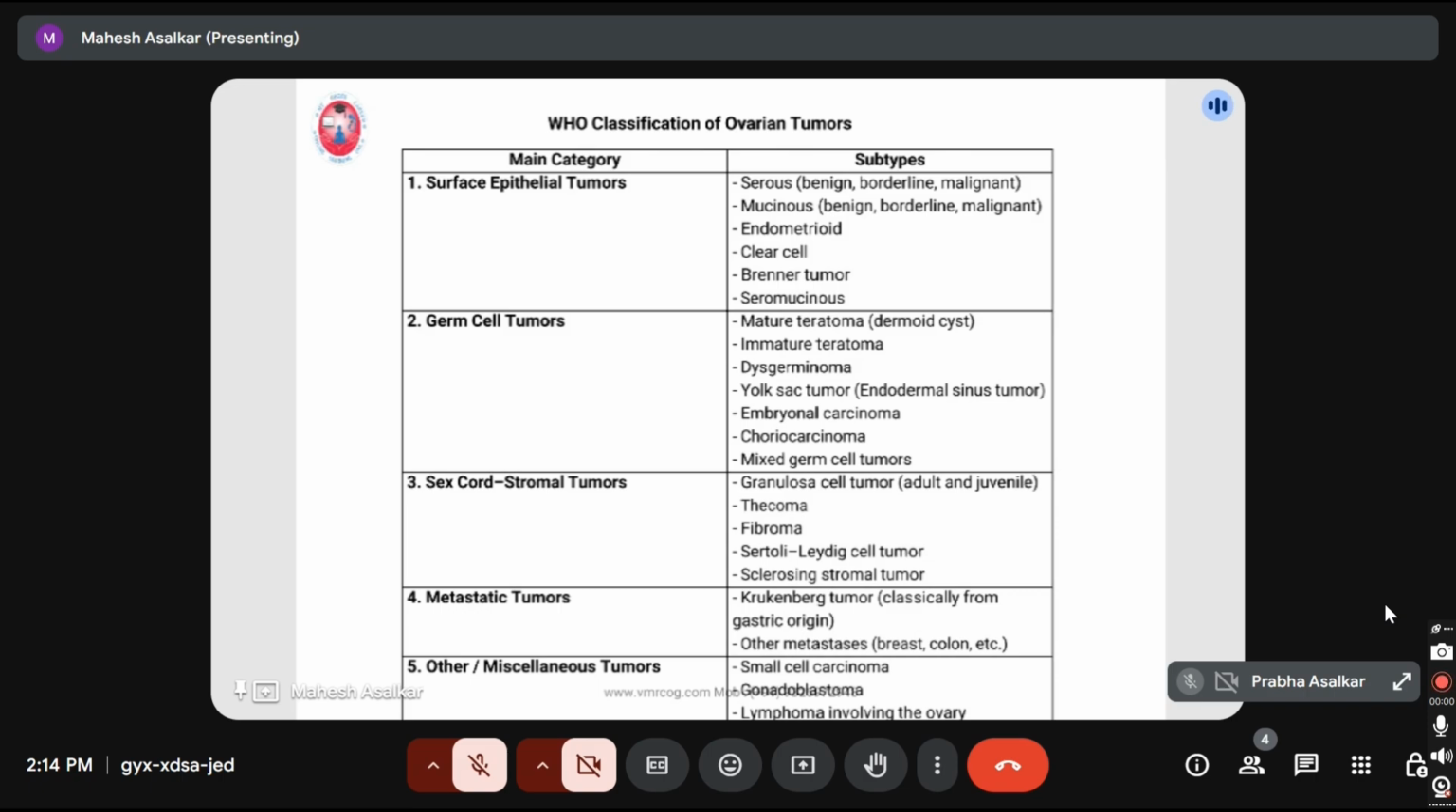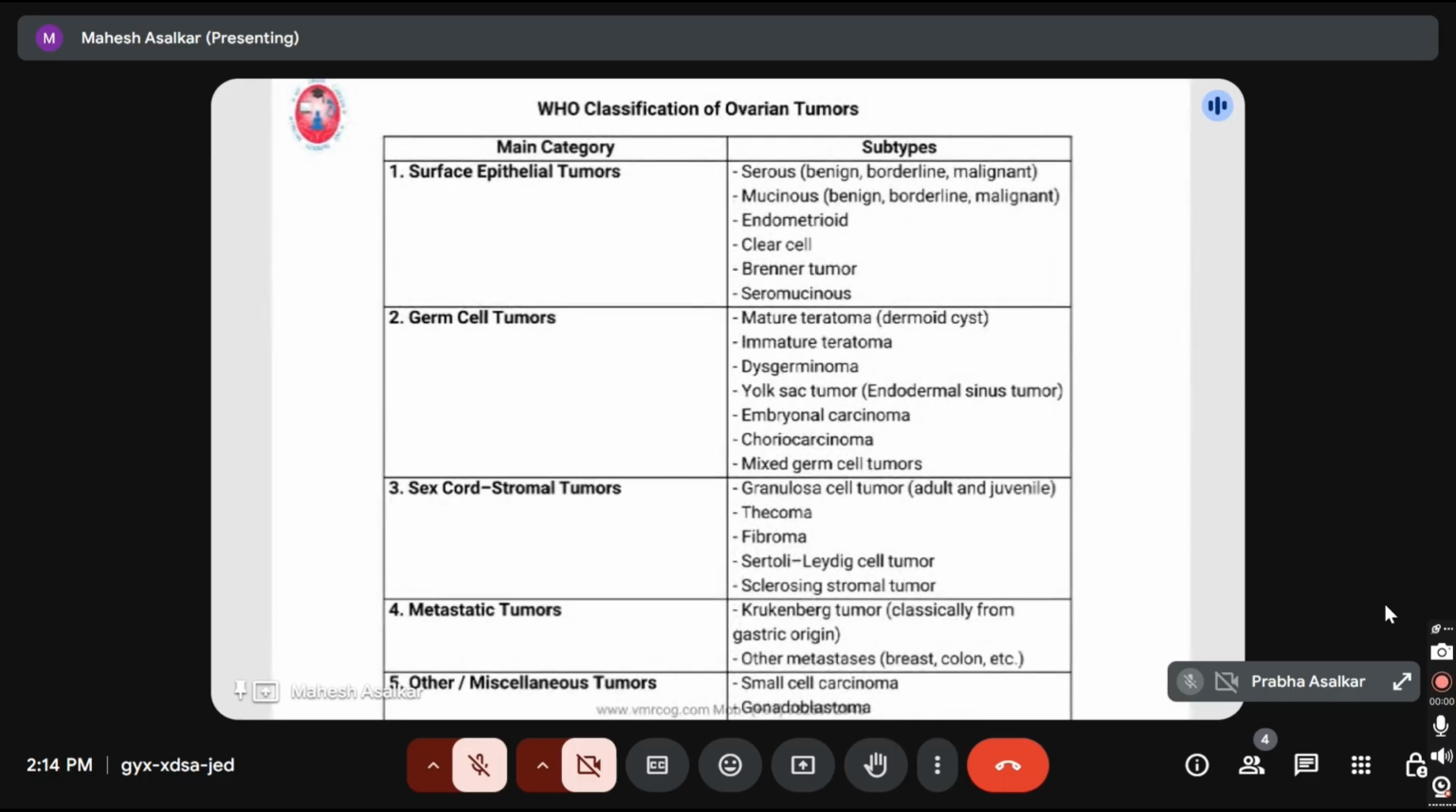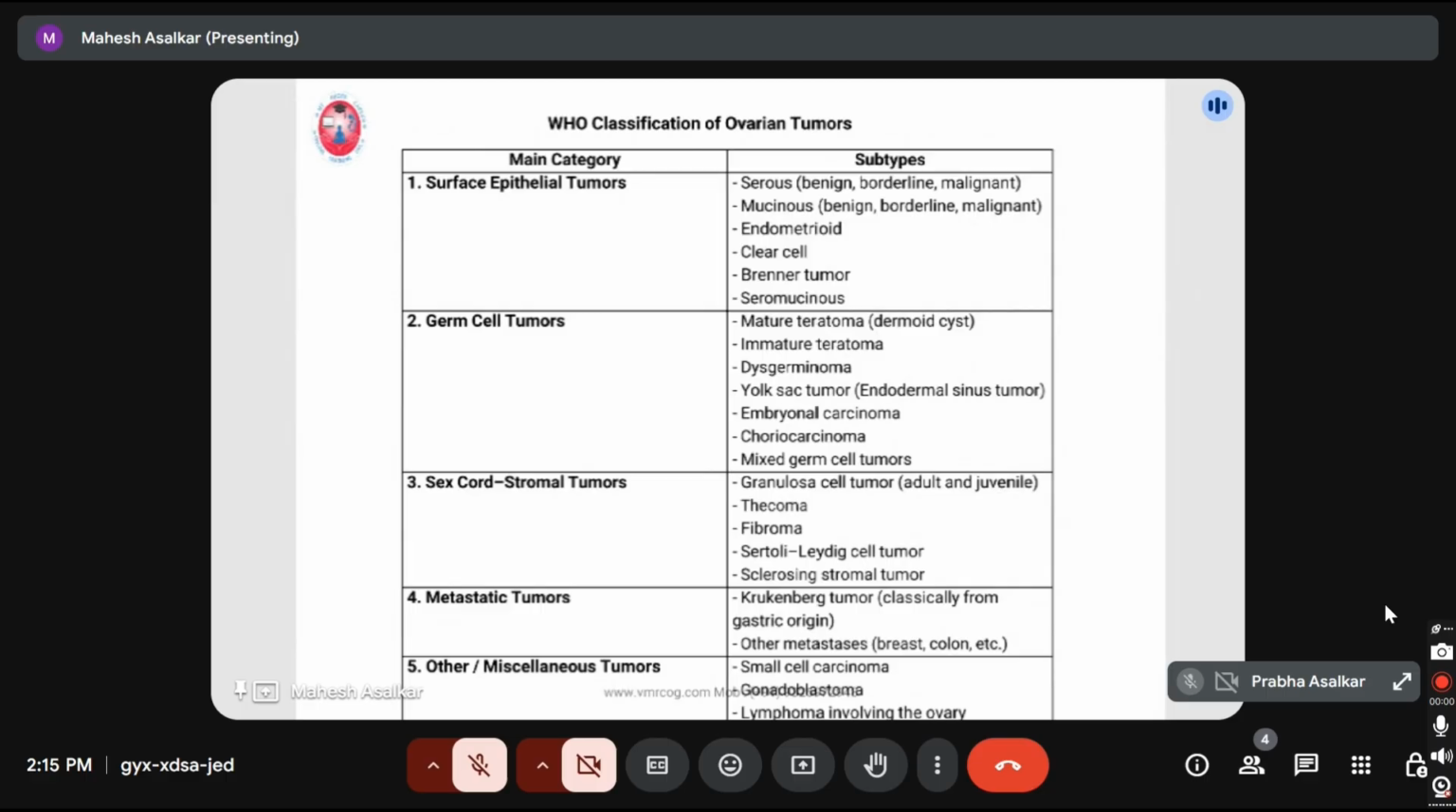Third is sex cord stromal tumors, in which we have granulosa cell tumor, which can be either adult type or juvenile type. Then we have thecoma, fibroma, Sertoli cell tumor, sclerosing stromal tumor. The next category is metastatic tumor, in which we have Krukenberg's tumor and other metastases from the breast, colon, etc. And miscellaneous tumors like small cell carcinoma, gonadoblastoma, lymphoma involving the ovaries. Out of which, at the most SBA can be asked on the Krukenberg. So this is the classification of the tumors.